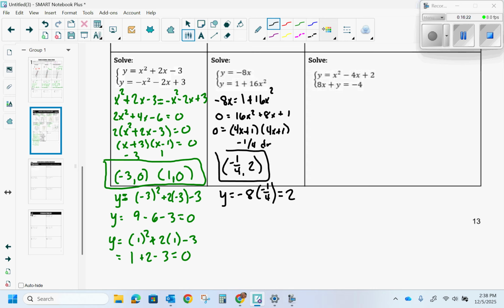Okay. This next example is also an interesting one. Let's go ahead and get y by itself here. We get y equals -8x minus 4. And then let's set our equations equal to each other.